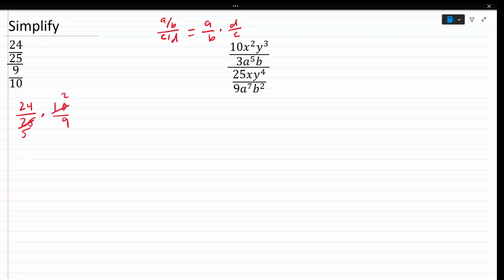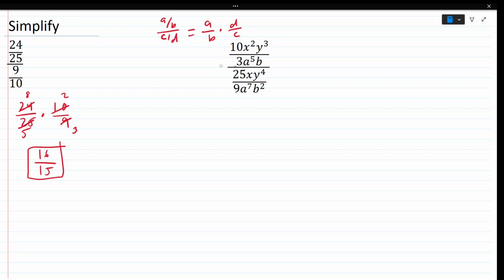And with the 24 and 9, those have a common factor of 3. So you could factor out that or cancel that. So you'd have 8 and 3 left over in that denominator. And then multiplying what's left, you'd have 8 times 2, so that'd be 16, over the 5 times 3, so that'd be 15.